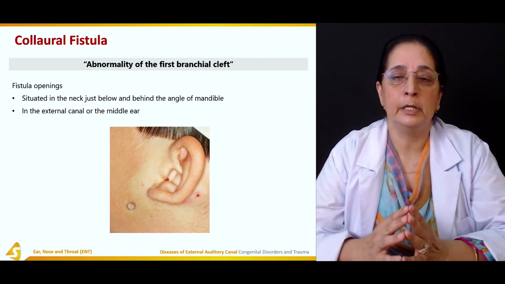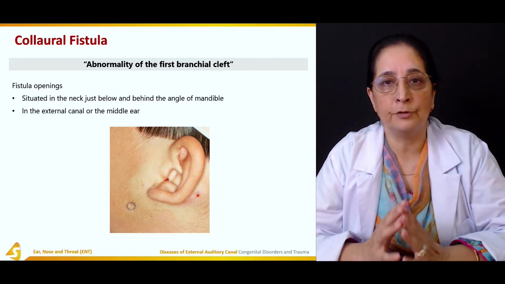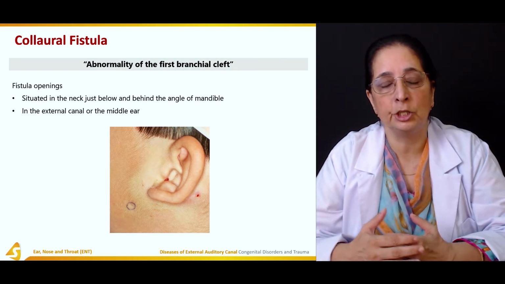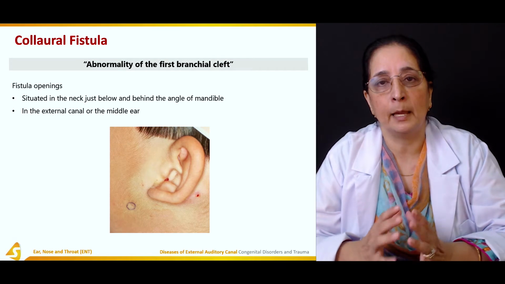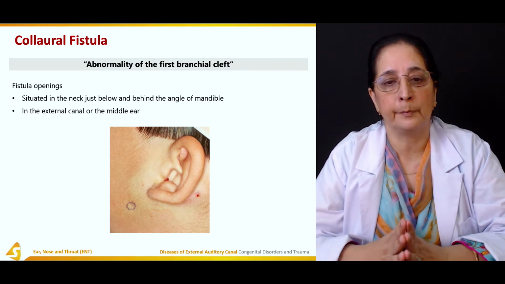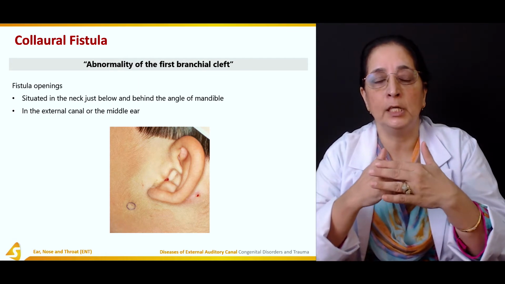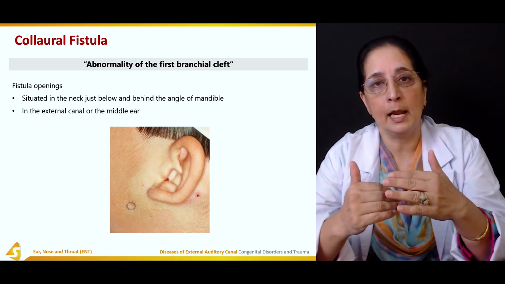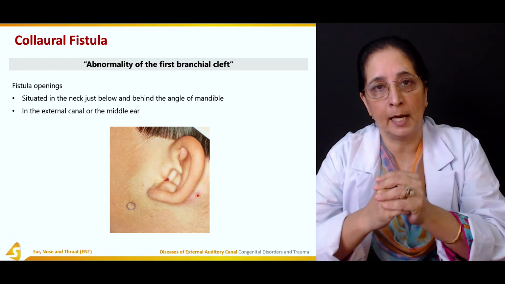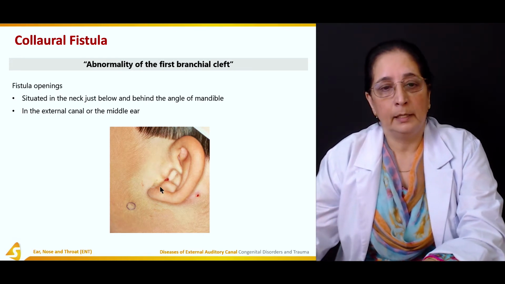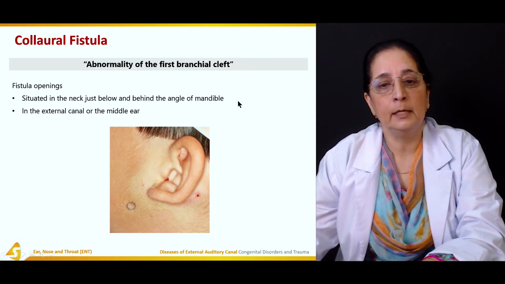It is due to the abnormality of the first branchial cleft during the embryonic age. The fistula is the connection between the two structures. One end of the opening is behind the ear, below the mandible, and the other is in the external canal or the middle ear.